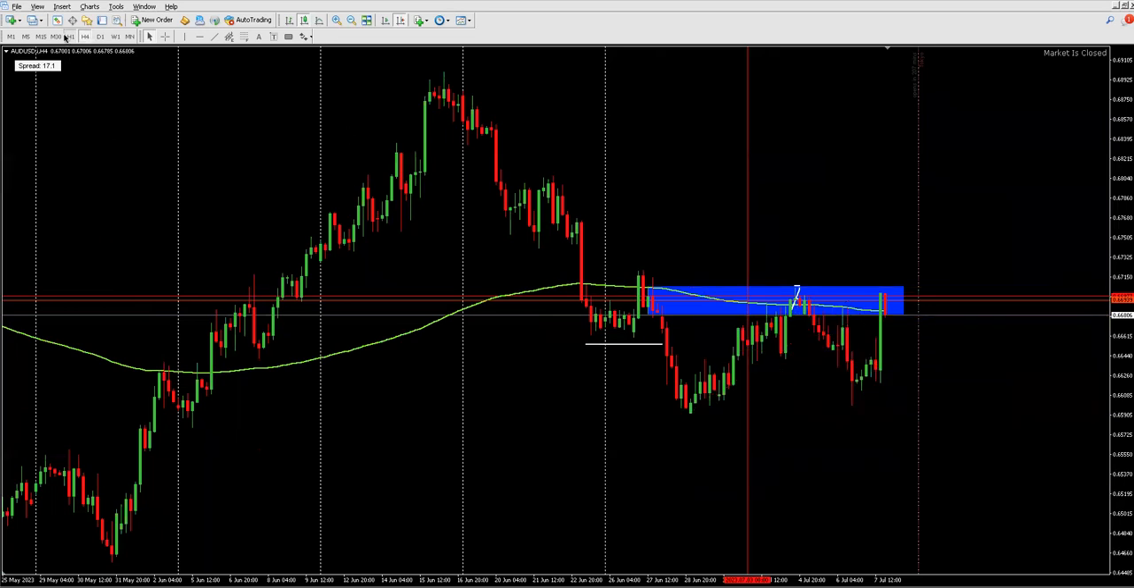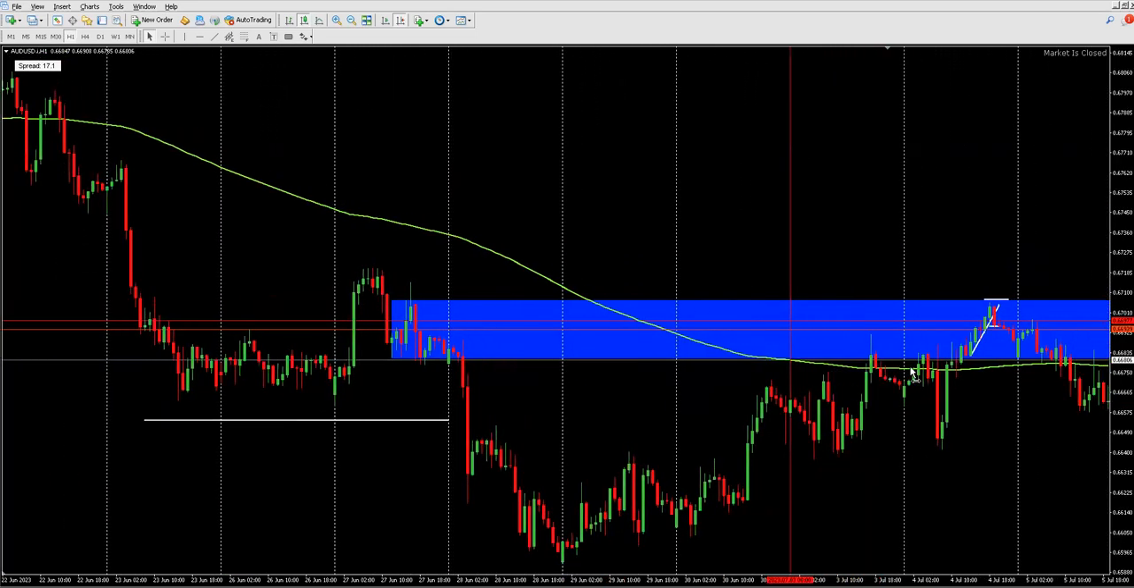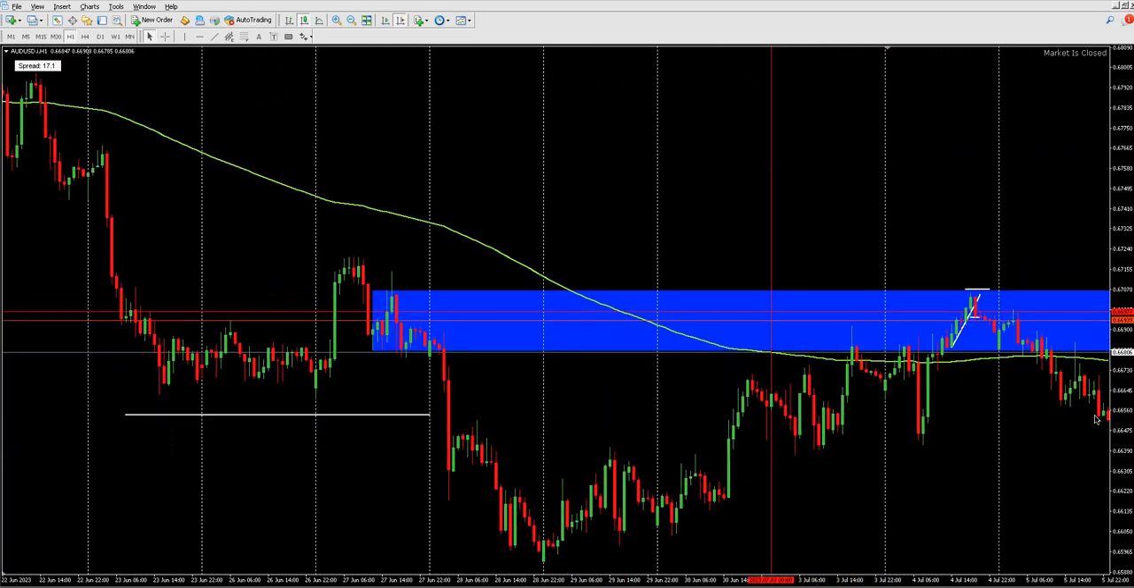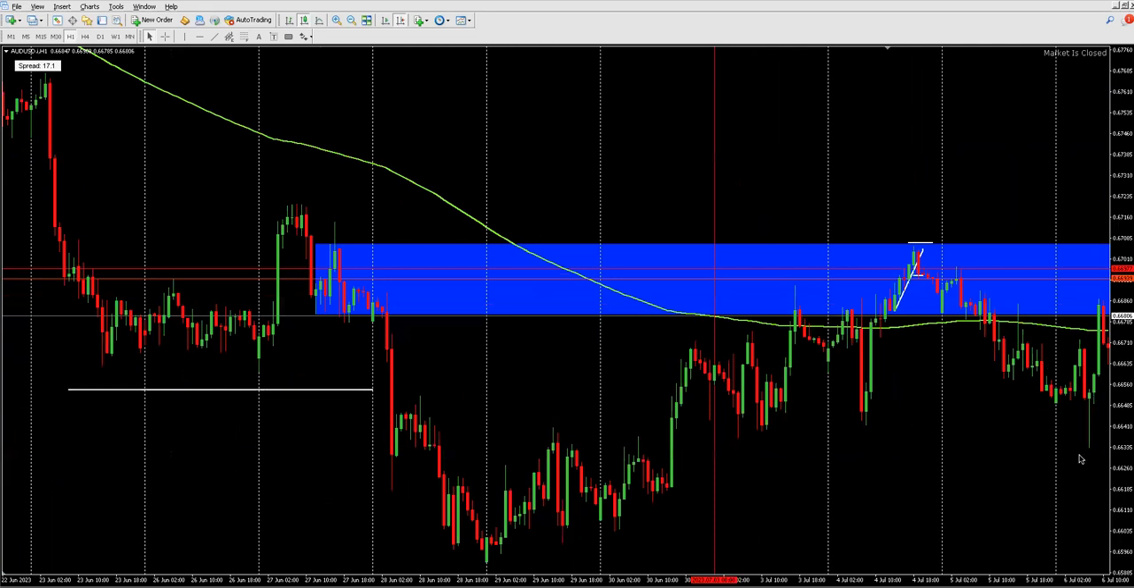Let's go back to 1 hour to see what happened. I took my entry there, and price started dropping. As you can see, it was a healthy order flow. The market was making lower lows and lower highs. And then when I woke up in the morning, I saw this pin bar right there.